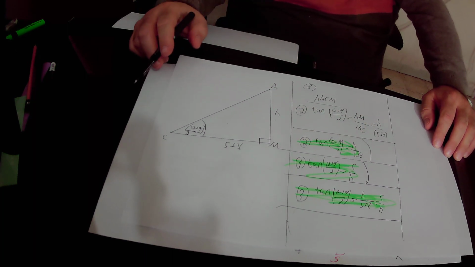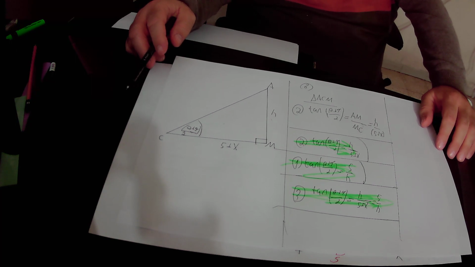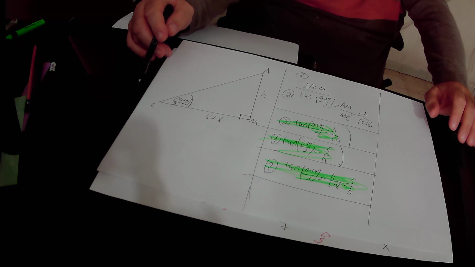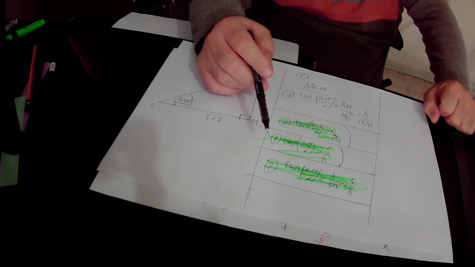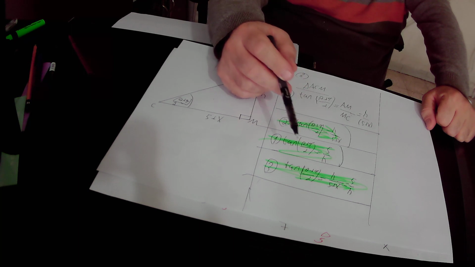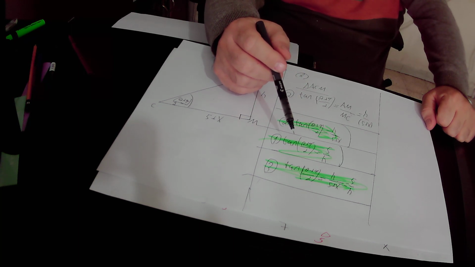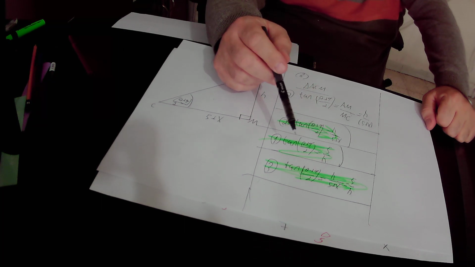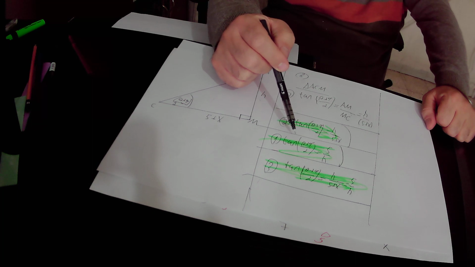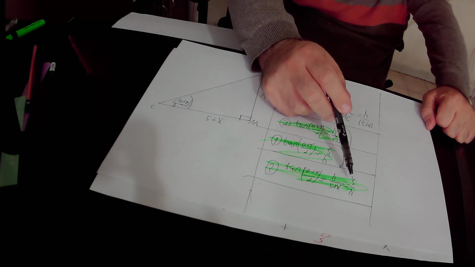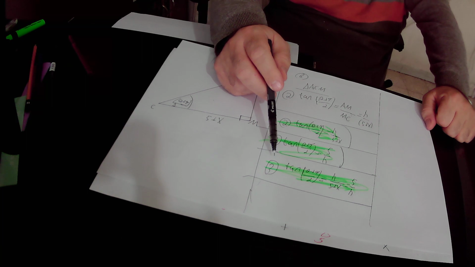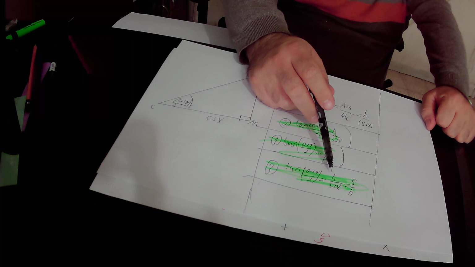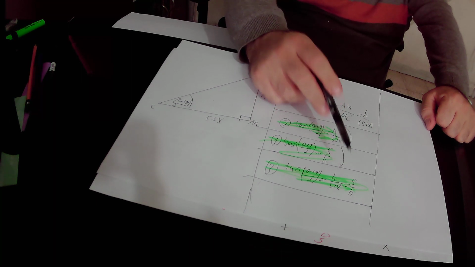From equation number 1 and equation number 2, we can create equation number 3, which is the combination of equation number 1 with equation number 2. According to equation number 3, tangent of theta plus alpha over 2, from one side, according to equation number 2, equals H over 5 plus X. But from the other side, according to equation number 1, it equals H over 5. So in conclusion, H over 5 plus X equals H over 5.